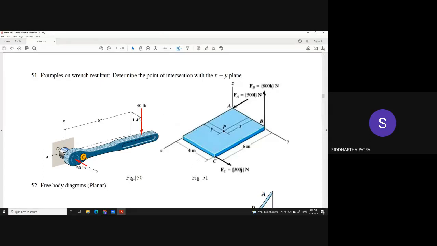So try the next problem, which is figure 51. You see three forces here, and their corresponding position vectors. Determine the point of intersection with the xy plane. So get the wrench resultant for this one, and find out the point of intersection with the xy plane. Same problem statement.